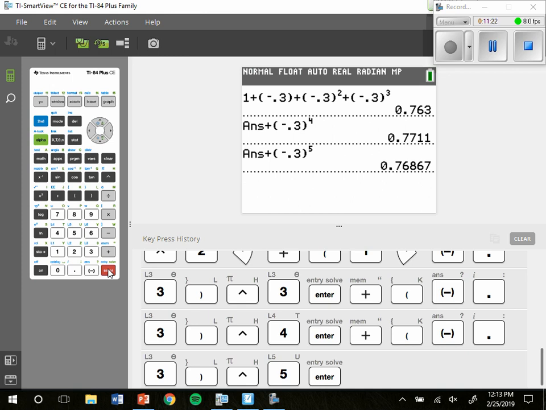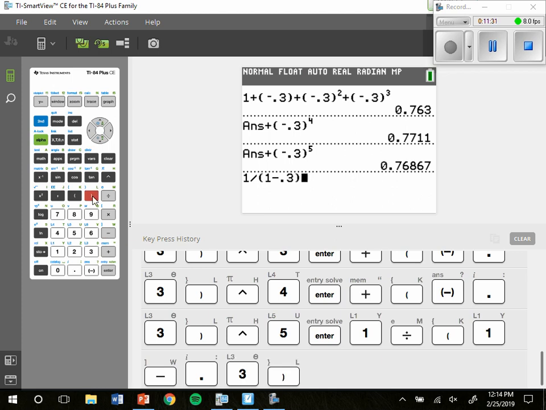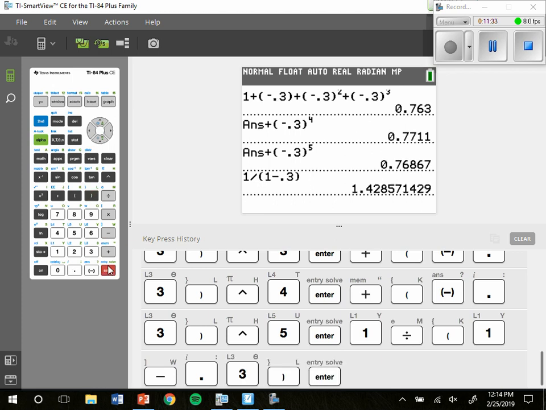If I plugged in 0.3, would the series be alternating? No. So it would approximate 1 divided by 1 minus 0.3, 1 over 1 minus x, and it will get closer and closer from below, because it's not going to be alternating. Here I'm adding and subtracting to get to that. Cool. That's really interesting.